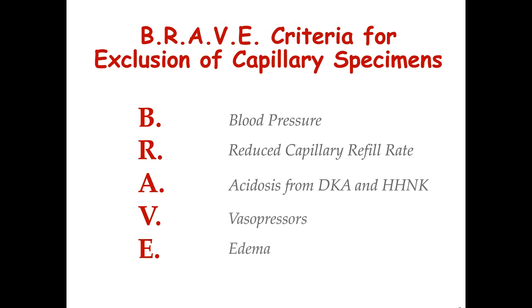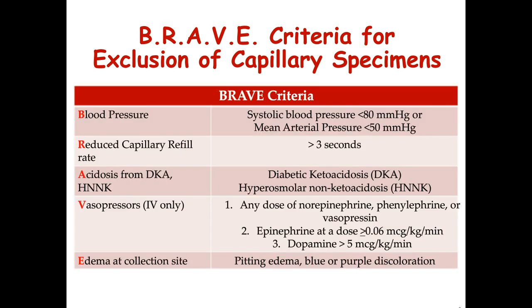Now, to give you a little bit more information about these components, and keep in mind that you only need one of them to exclude the use of capillary blood for your glucose measurement. The first one, the B, is blood pressure, and that would be a systolic blood pressure below 80 millimeters mercury or a mean arterial pressure below 50 millimeters mercury. The R for reduced capillary refill rate would be a capillary refill greater than 3 seconds.